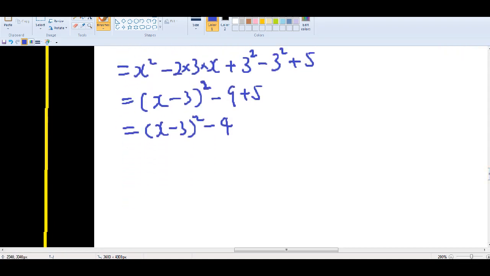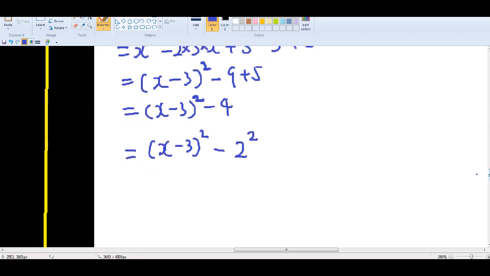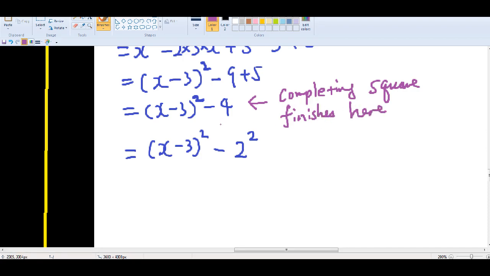Now, how about 4? Is 4 a square number? Yes. So 4 is a square number, so you don't need to write things like this, because the square root of 4 is 2. So you just rewrite this as 2 squared. If you do the completing square, you just stop here. If the question is just about completing the square, it's finished here.